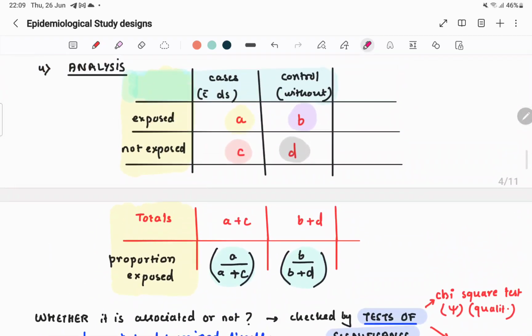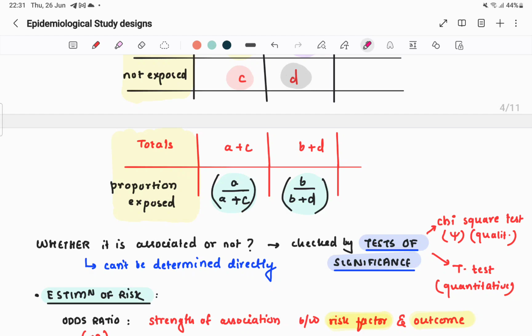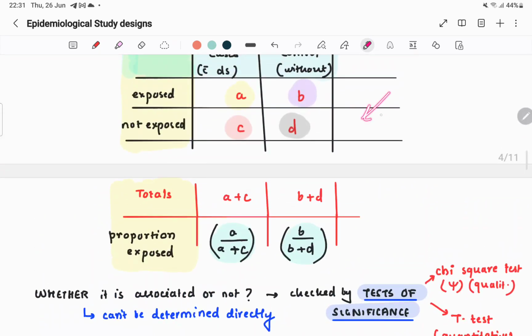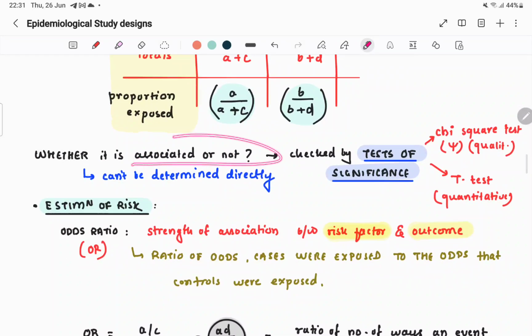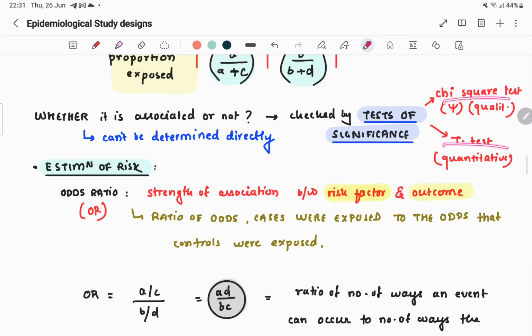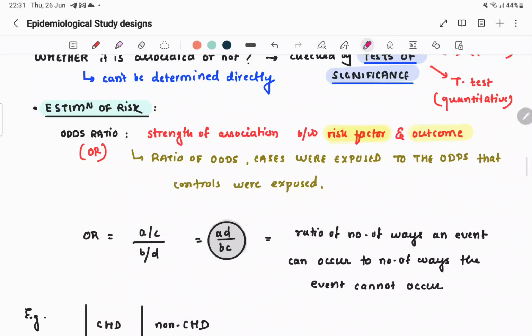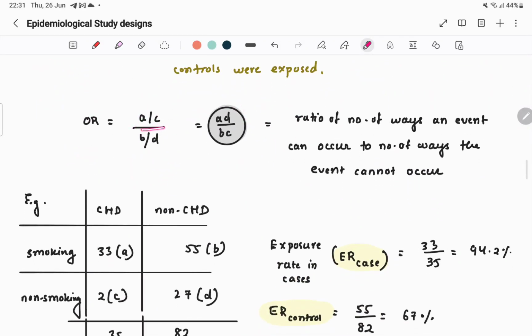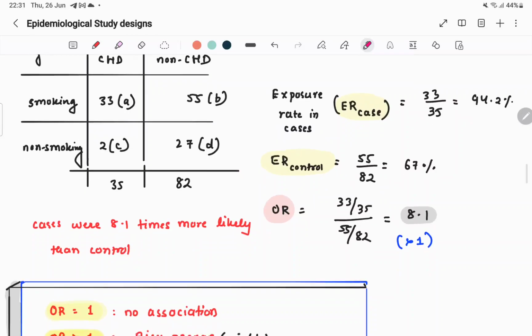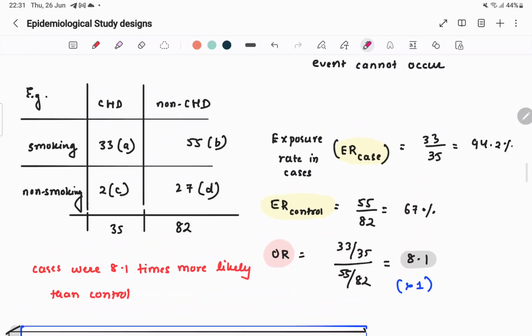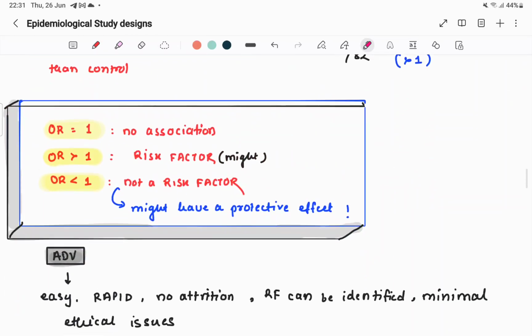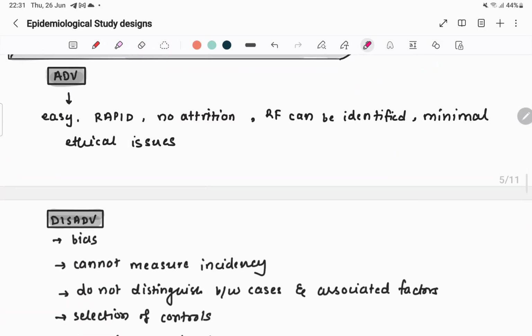Remember, this table is reversed. Whether it is associated or not is checked by test of significance. I told you about chi-square and t-test, and estimation of risk, the odds ratio. I told you AD by BC, A by C by B by D. And this is an example. You can take a screenshot and solve the example. And this I told you already.